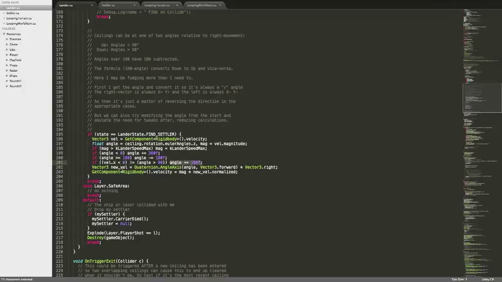If you're moving right and you hit a platform that's sort of angled up and to the right, you want to keep moving to the right, but you want to move up. But if you were moving left and you ran into that, you would want to start moving down. And so that's basically what's happening here.